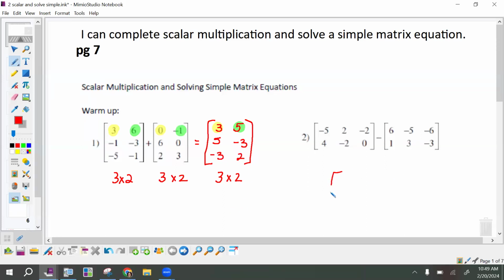Now we've got subtraction. So this is 2 rows, 3 columns. This is also 2 rows, 3 columns. So my answer will be 2 rows, 3 columns. And now we're going to subtract -5 minus 6, 2 minus -5, -2 minus -6, 4 minus 1, -2 minus 3, and 0 minus -3. And there is the matrix, the result.